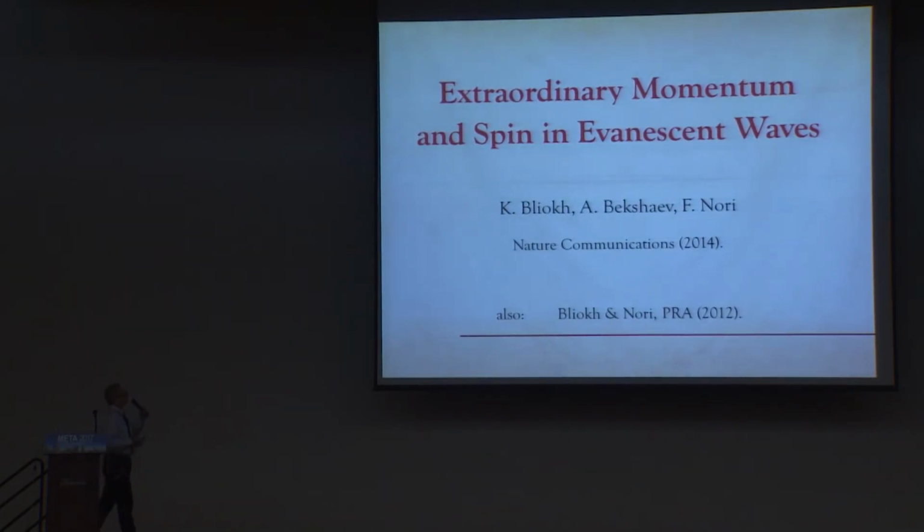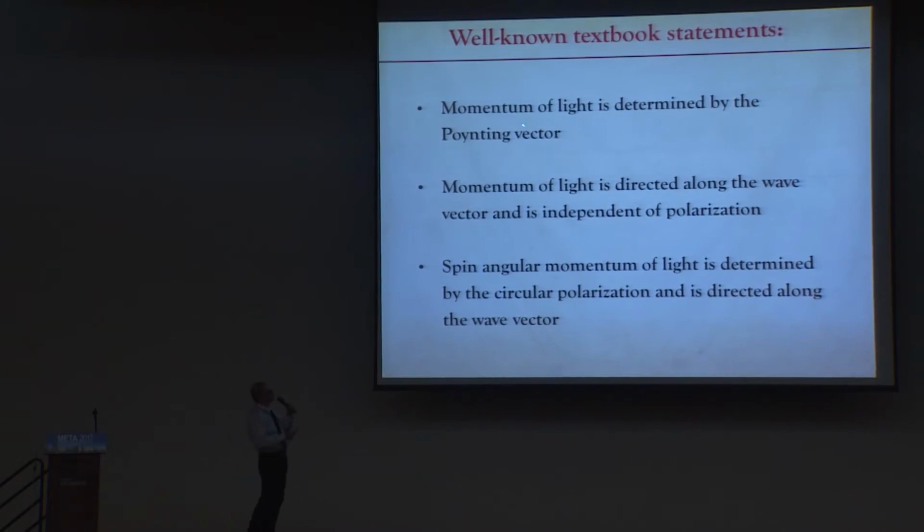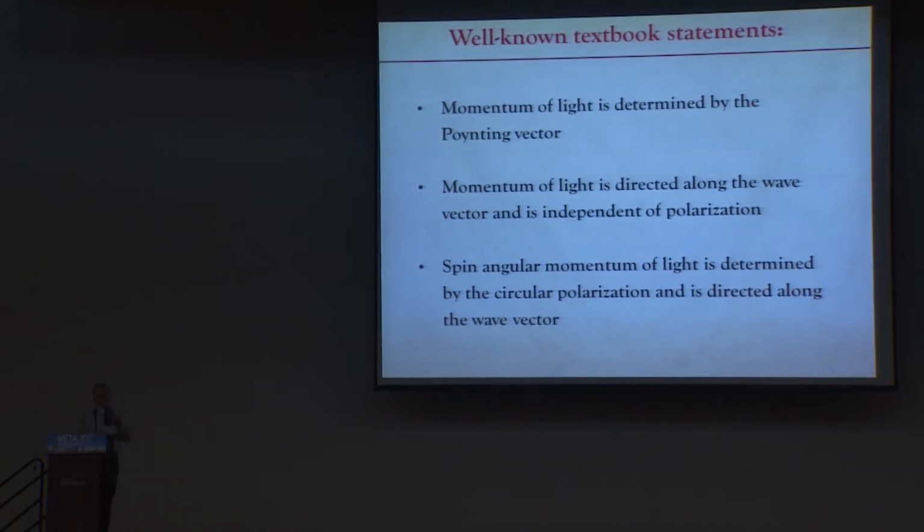So this brings back to this extraordinary momentum and spin on evanescent waves. There is a very long paper here, and there's additional work done before here. So this is standard textbook statements. The momentum of light is determined by the Poynting vector. This is well known. The momentum of light is directed along the wave vector and is independent of polarization. Everybody knows this in textbooks. The spin angular momentum of light is determined by the circular polarization and is directed along the wave vector. This is standard textbook material.